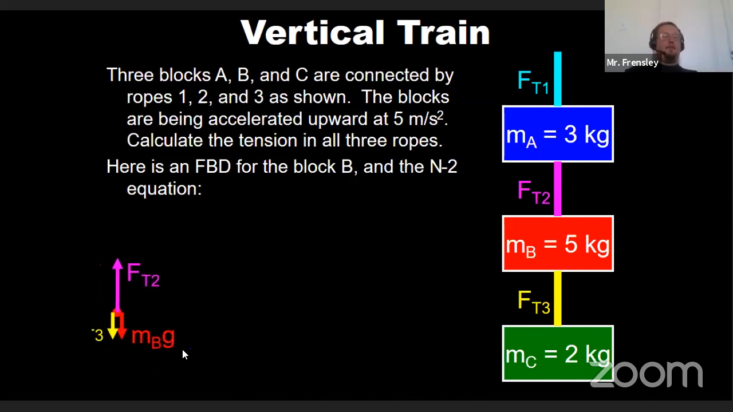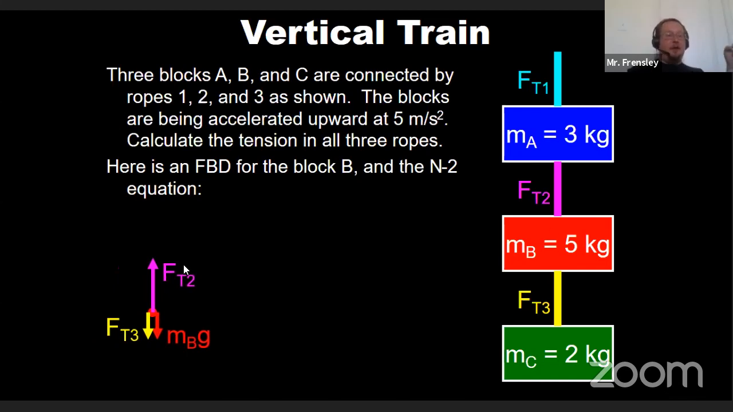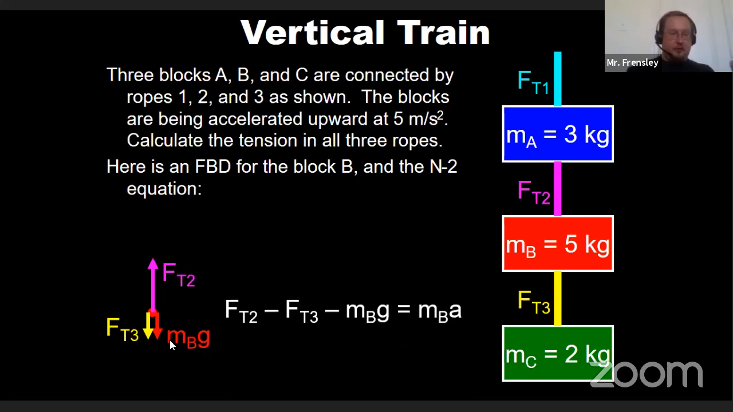Let's look at block B. Block B has tension 2 up and tension 3 down and its own weight down. So we've got tension 2 up minus tension 3 down and weight down equals ma.